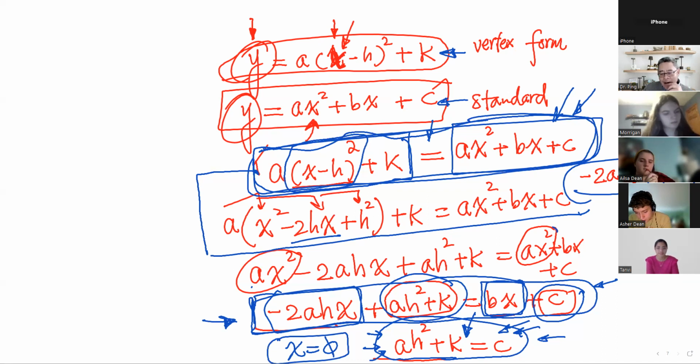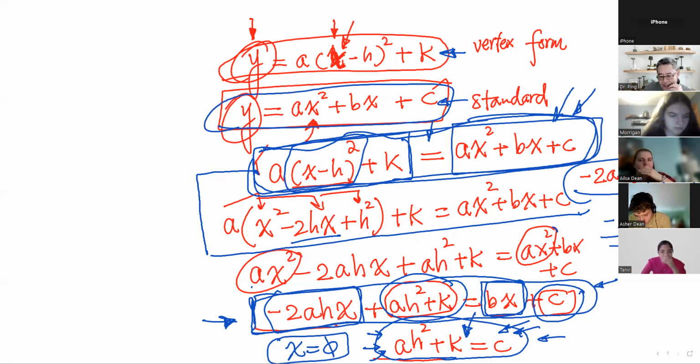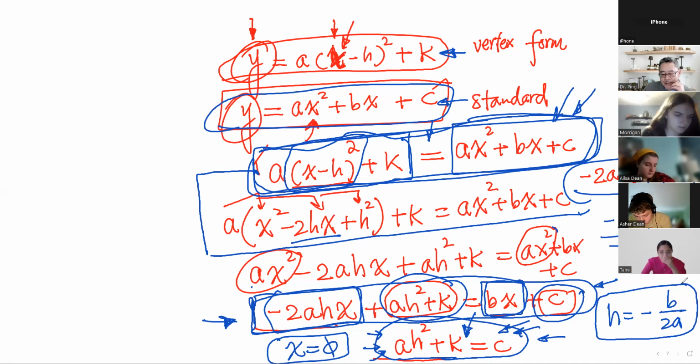Now we're going to have another trick. For this equation to be true, x can be anything. So I'm just going to set x equal to 1. Therefore I got -2ah equals b. Now we are trying to find h, right? That's all that matters. So we divide by 2a on both sides. Then our h is negative b over 2a. That's the first formula we got. Are we okay on this one?